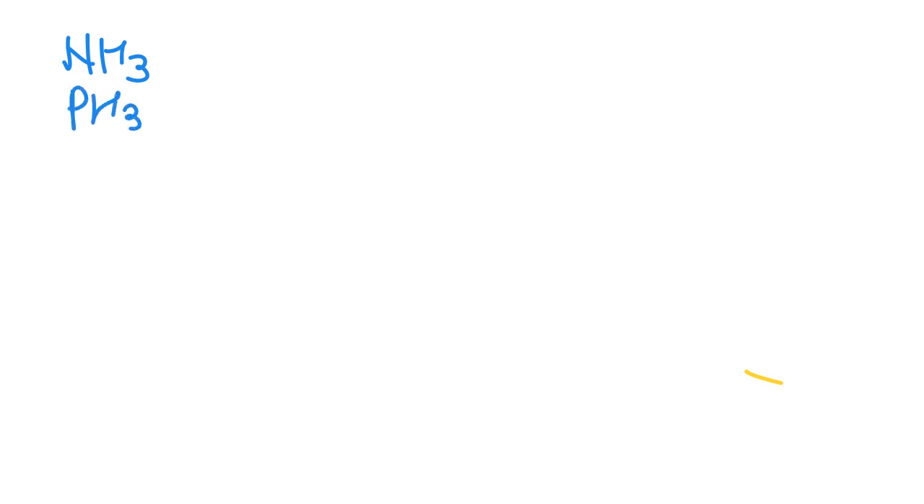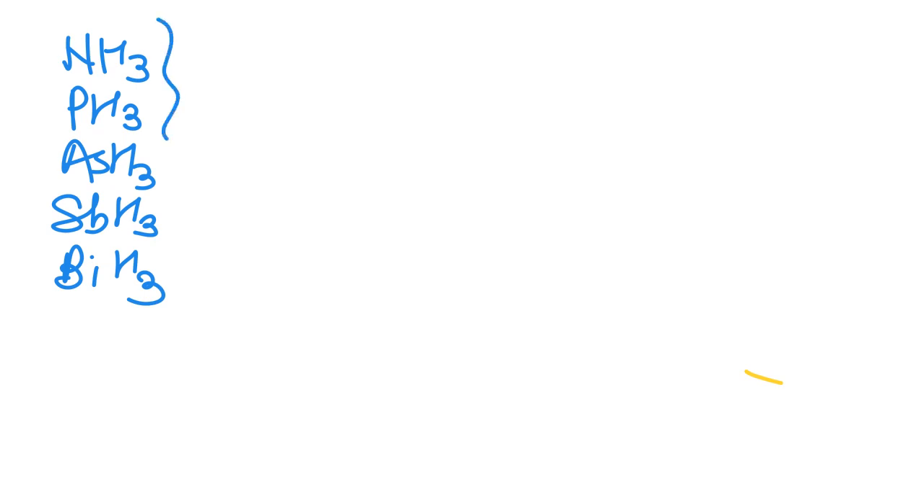PH3, then AsH3, SbH3, then BiH3. These are the hydrides. Now let us study some properties of these hydrides. First is bond angle.